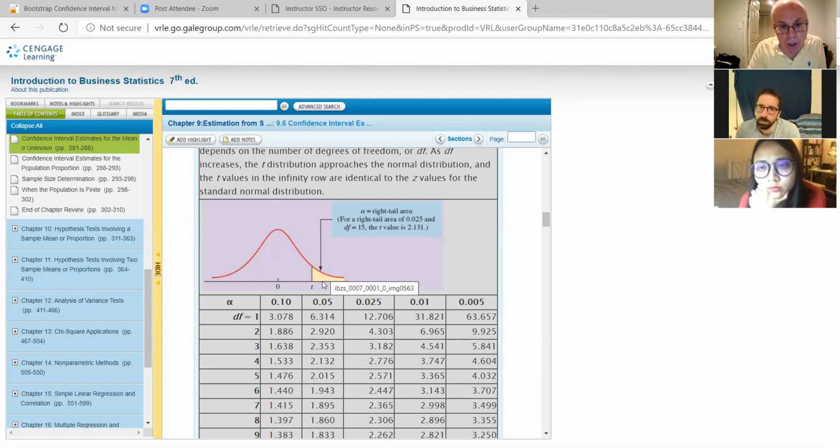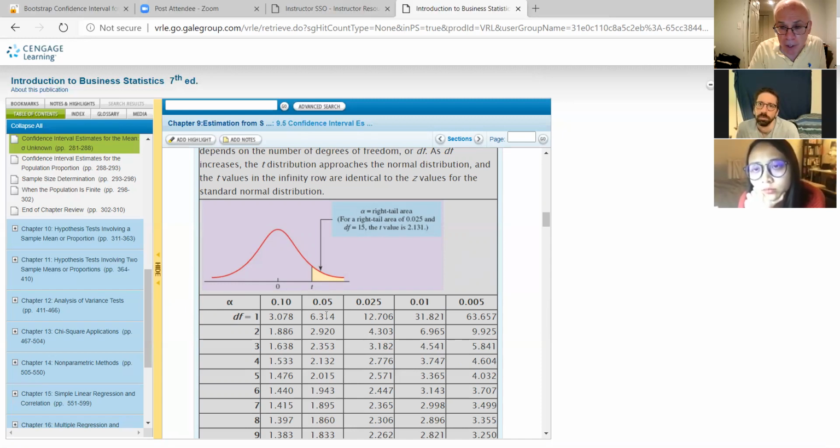The tail to the right is going to be 0.025, not 0.05, because you're still wanting a confidence interval with the area in the middle. So 95% is the area in the middle. The right tail is going to be 2.5%. So this is the column that you want for a 95% confidence interval. This is the column that you want for a 90% confidence interval.